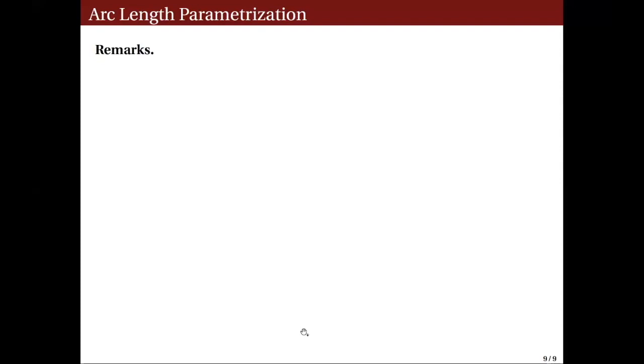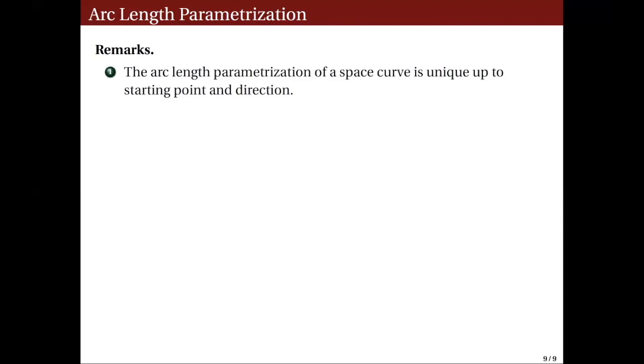I am going to end this lecture with some remarks. The arc length parametrization is the most convenient parametrization that we can use because it is unique up to starting point and direction. If I give you a specific reference point and a direction of traversal of the curve, there is exactly one parametrization corresponding to that.